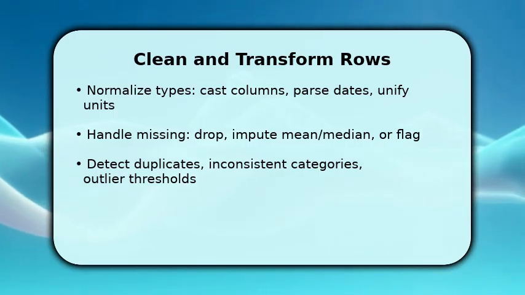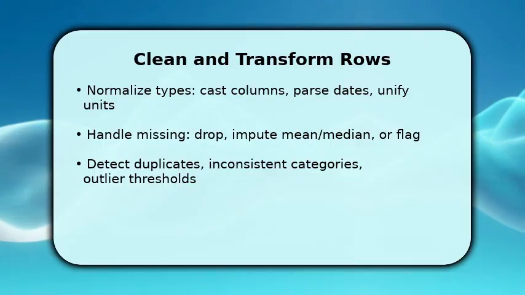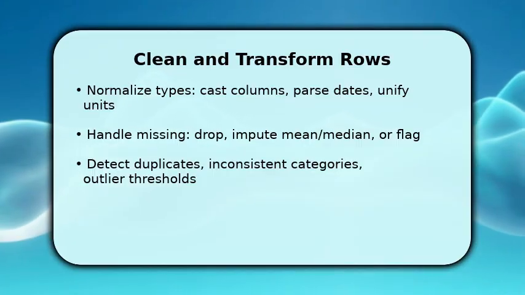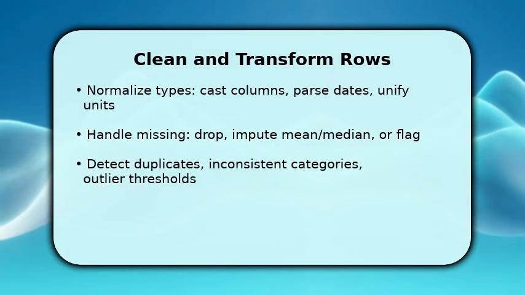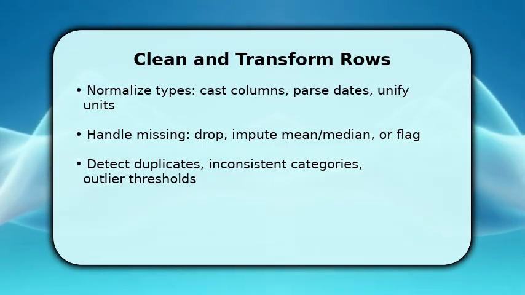depending on impact. Make sure to deduplicate and standardize categorical labels so grouping is accurate. Apply outlier detection based on sensible thresholds and document any removals. These actions make the dataset analysis ready and reproducible for downstream tasks.